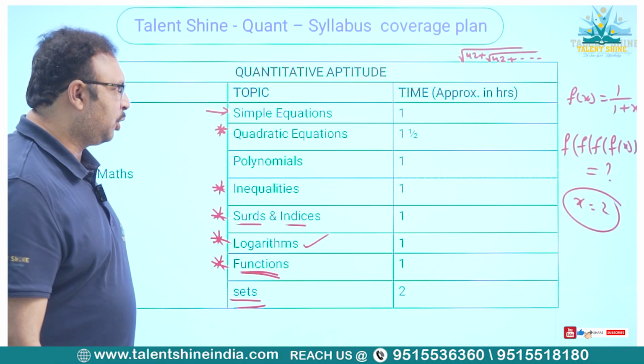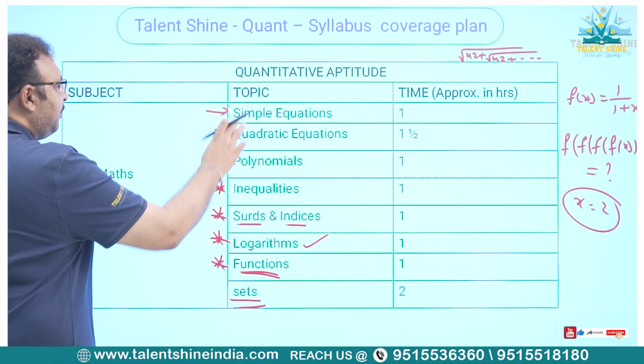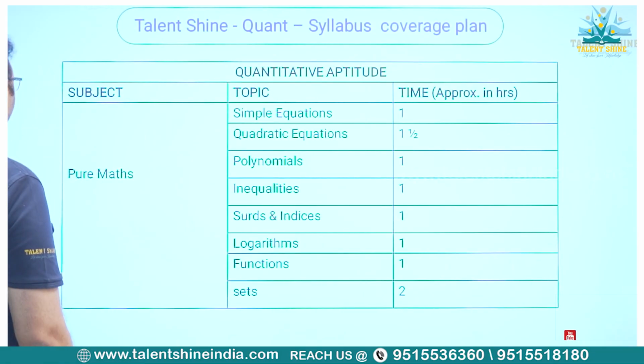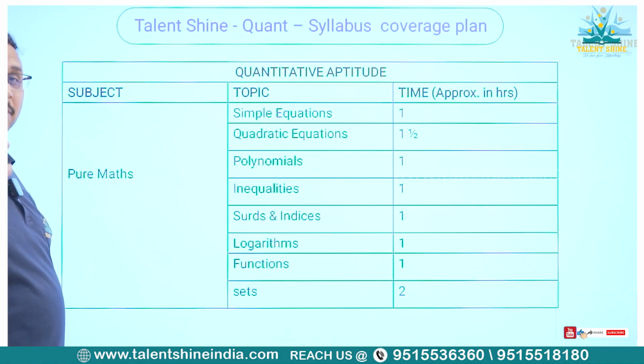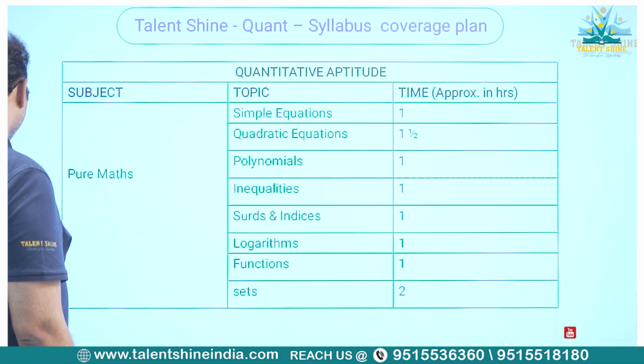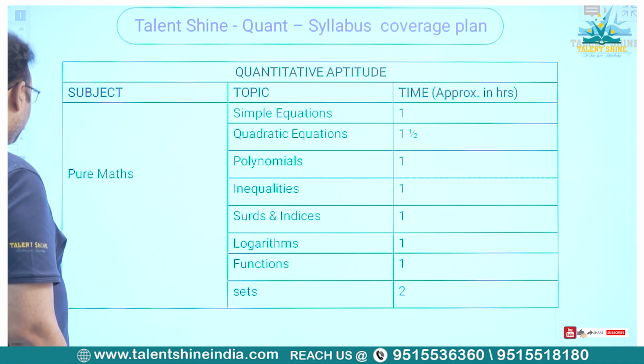Sets are also a good, important topic, but mainly focus on the star parts. So in pure maths, we are expecting around 4 to 5 questions, or sometimes even 8 questions, especially in the advanced section. So be careful about this. Okay, move on to the next one.